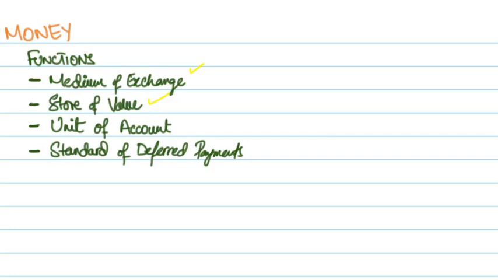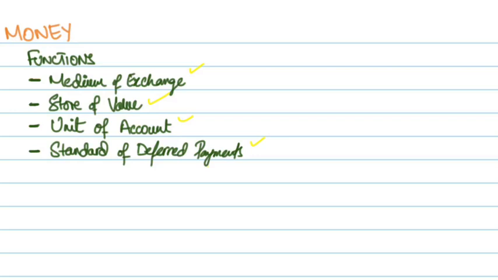Number three, it needs to act as a measure of value, which means that money is used to value assets and commodities in terms of monetary units. And finally, it needs to act as a standard of deferred payments, which means payments that are to be made in the future are reckoned in money. So these are the functions of money.